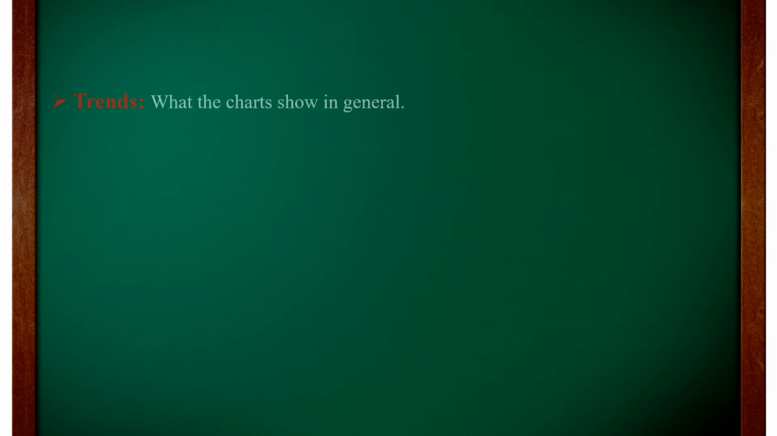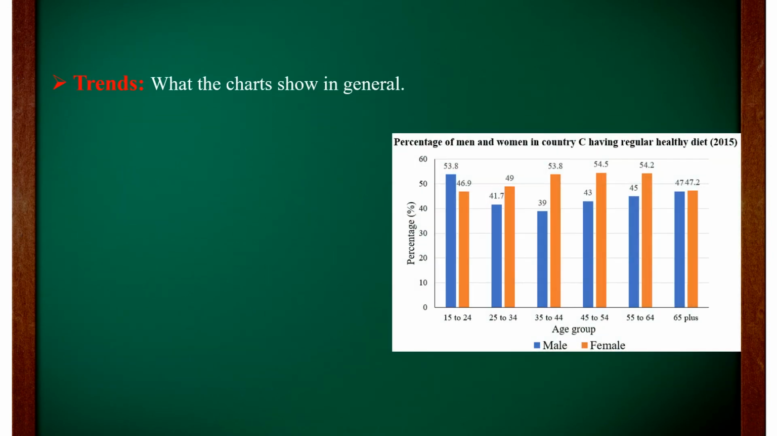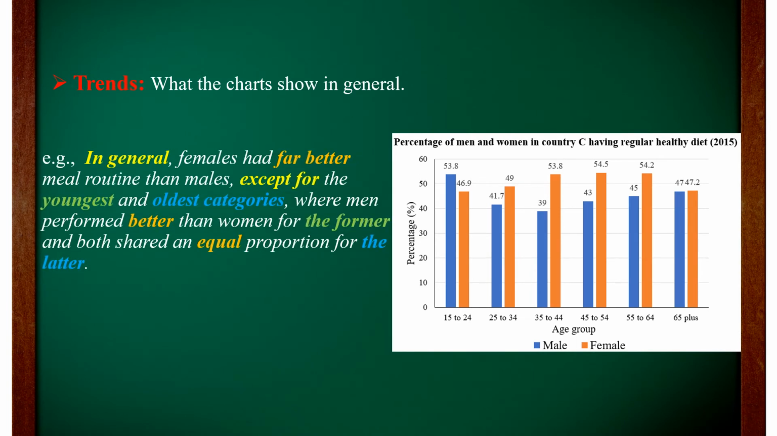Alright, now let's move to trend. Trend is what the chart shows in general. Let's have a look at my general trend. In general, female had far better meal routine than male, except for the youngest and oldest category, where men perform better than women for the former, and both share an equal proportion for the latter.